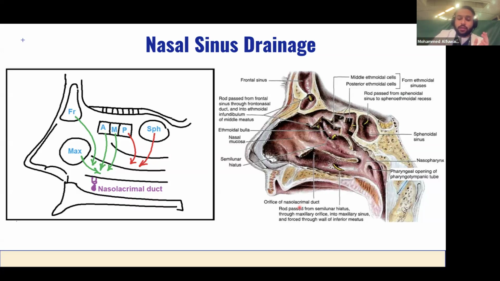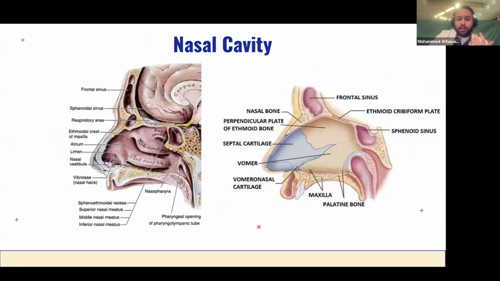Okay. So now then, other than the nasal cavity, you have the nasal septum. The nasal septum is formed by two bones and one cartilage: the perpendicular plate of the ethmoid, the vomer, and then over here is the cartilage. Now, if you have a septal deviation, most of the time it's the cartilaginous portion, which is the anterior portion. Sometimes it's the bone. Most commonly, it's the cartilage.